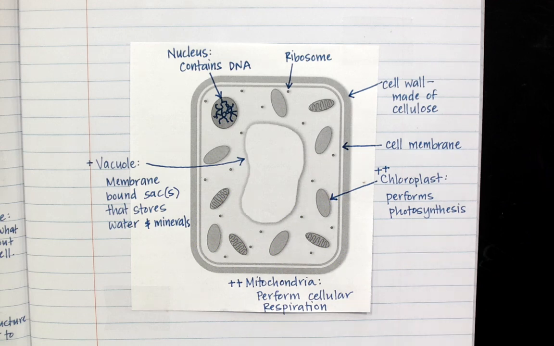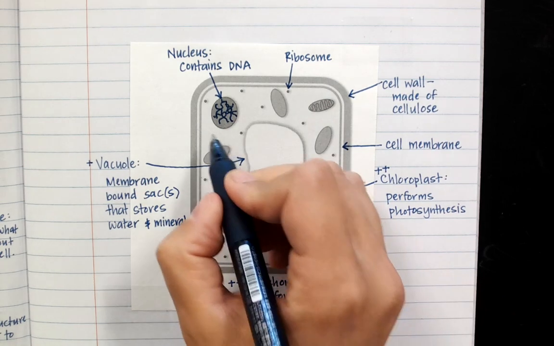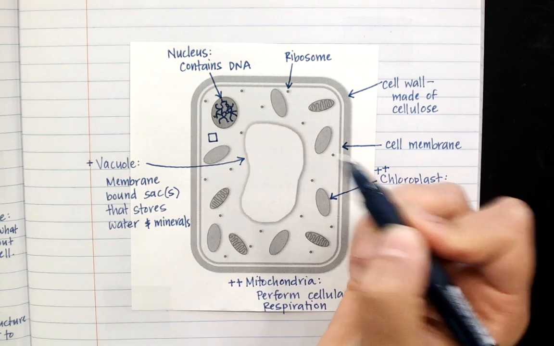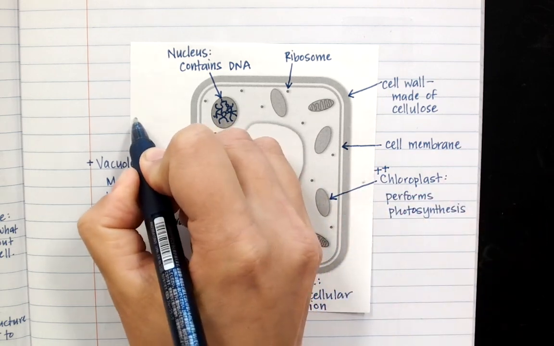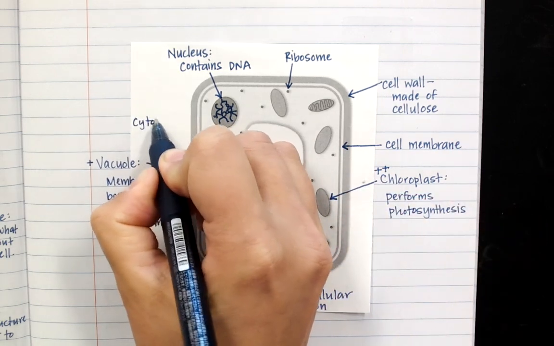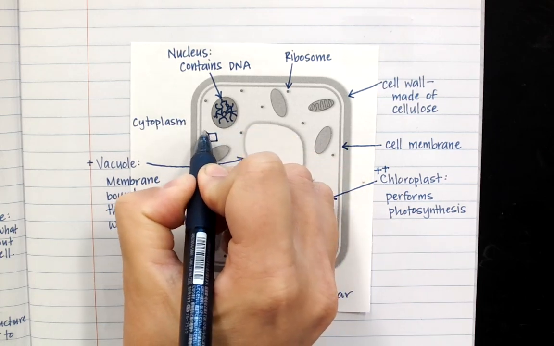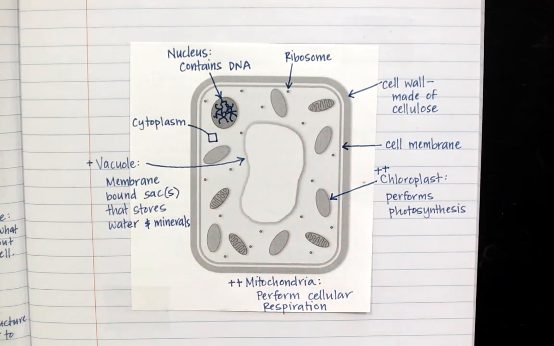Okay, we're almost done with this one. We've got one more thing to write, and it's one of those things that all cells have, and it is the cytoplasm. And that is our plant cell.